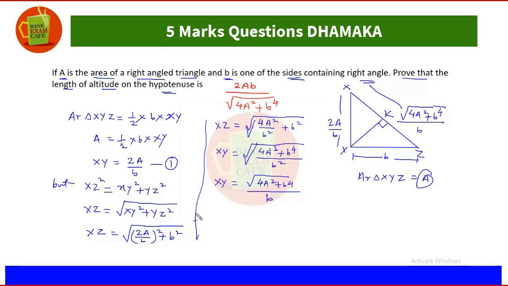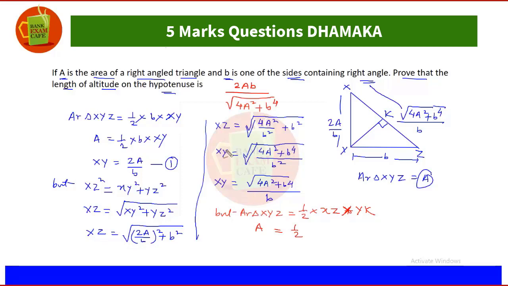But here we will see that the area of triangle XYZ is also equal to 1/2 base into height. If you take XZ as a base, then this YK will be the height, so which is equal to 1/2 into base, that is XZ, into height, that is YK. But this area of triangle XYZ is given as A, which is equal to 1/2 XZ. XZ we have got here as this one.